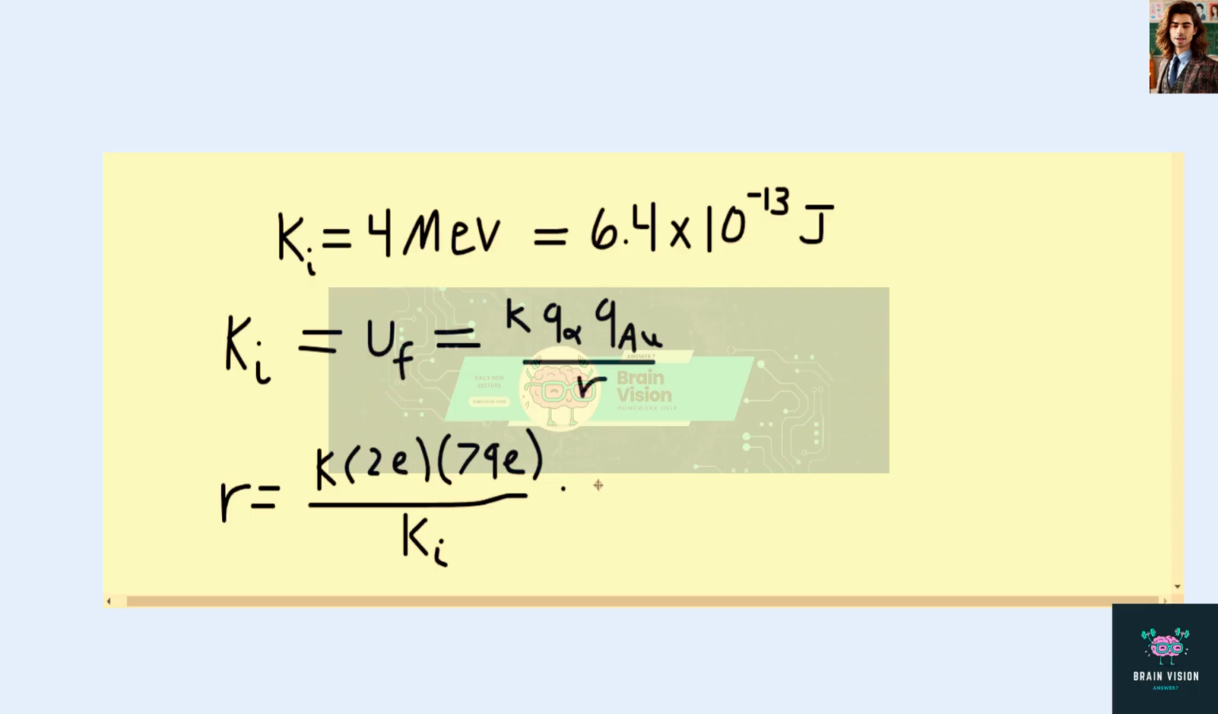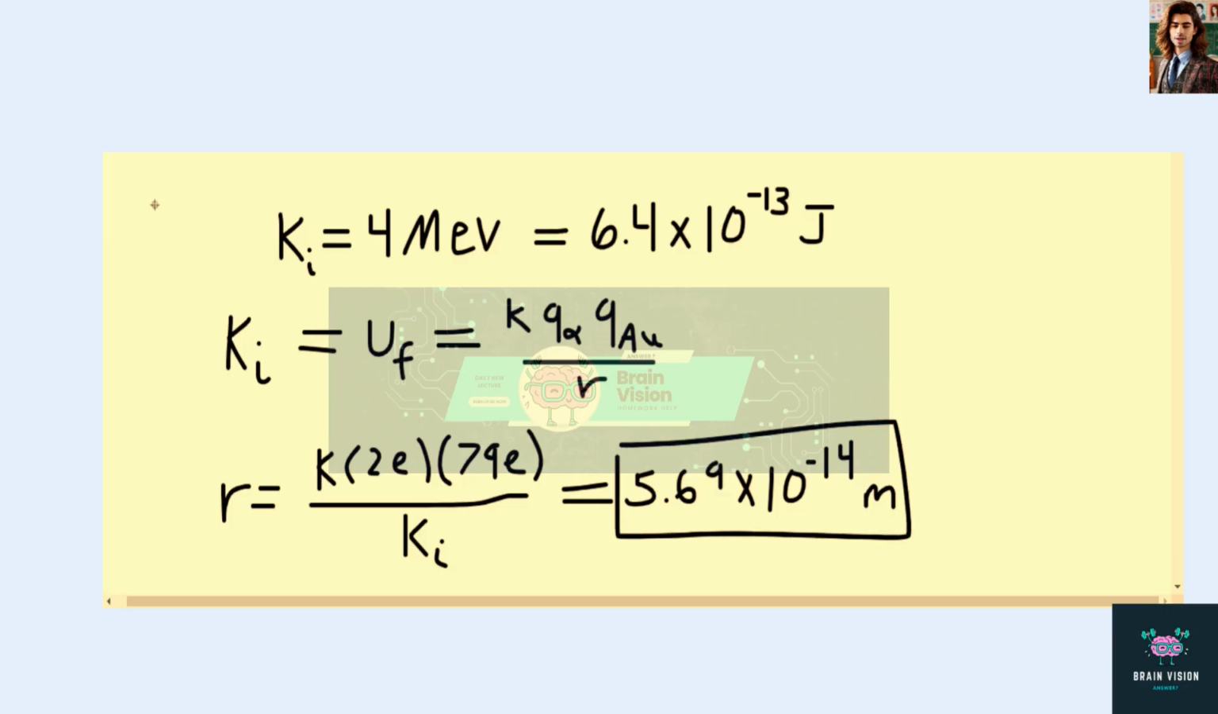So we plug in our values here and we find that R is equal to 5.69 times 10 to the minus 14. And the units here are meters. We can box this in as our solution for part A. So let's go ahead and indicate off to the side that this was part A.